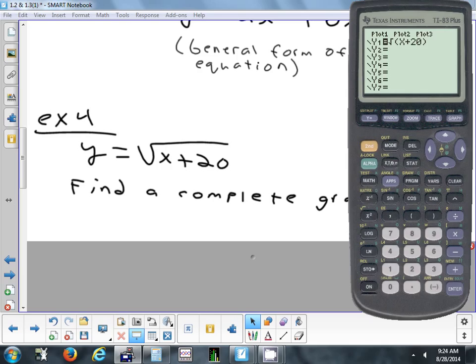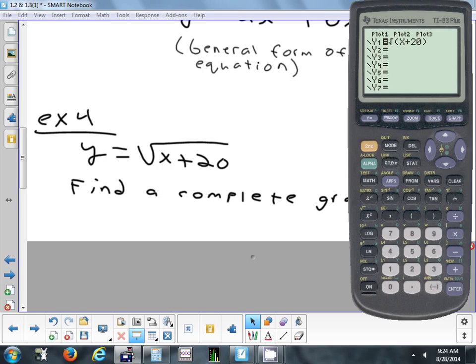What else is important with square roots? What else do we have to be very careful about? Assuming we're working with real numbers, not imaginary. Yeah, Michael. Make sure you don't get the square root of a negative. Right. We have to make sure we're not going to end up taking the square root of a negative.